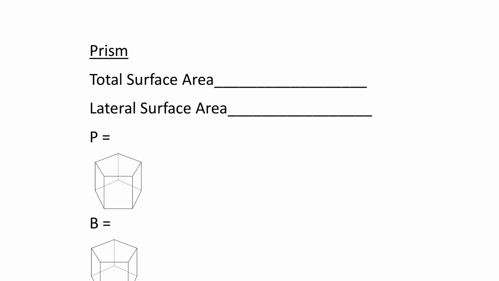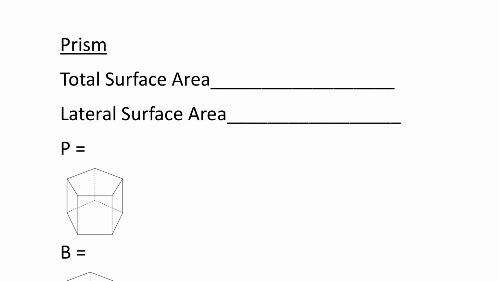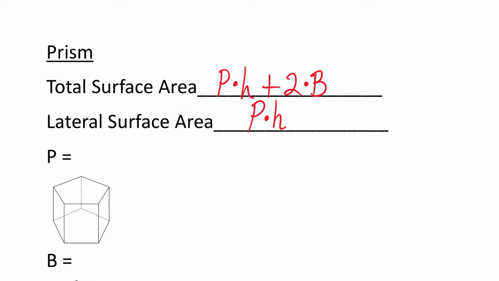Okay, so the formula for total surface area of a prism is capital P times little h plus 2 times capital B. Then lateral surface area is just capital P times little h.